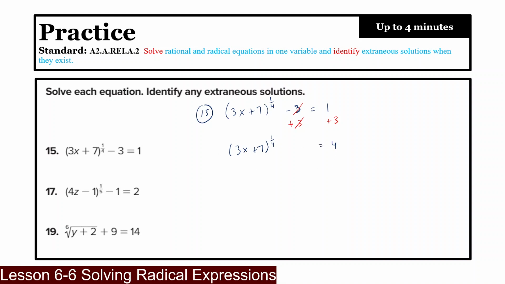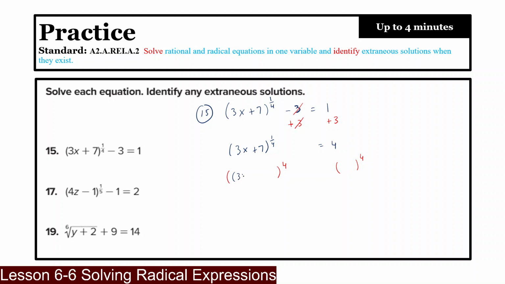So (3x + 7) raised to 1/4 equals 4. Now we have nothing adding or subtracting or multiplying this radical, so I can try and remove the radical by raising everything by the index. So what is my index here? My index is 4. So I'm going to raise everything by 4 here and raise everything by 4 on this side. Let's plug things in.